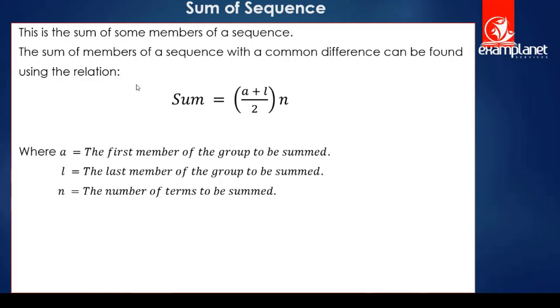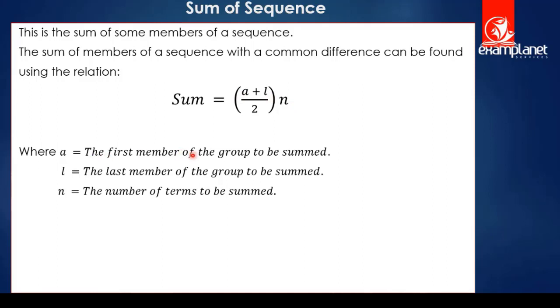Alright, so now if our sequence has a common difference, we can find the sum of a set of members of the sequence by using this formula here. That is if it has a common difference. If it has a common difference, we can use this formula. Then the sum will be (A plus L) over 2, all bracket close, times n.